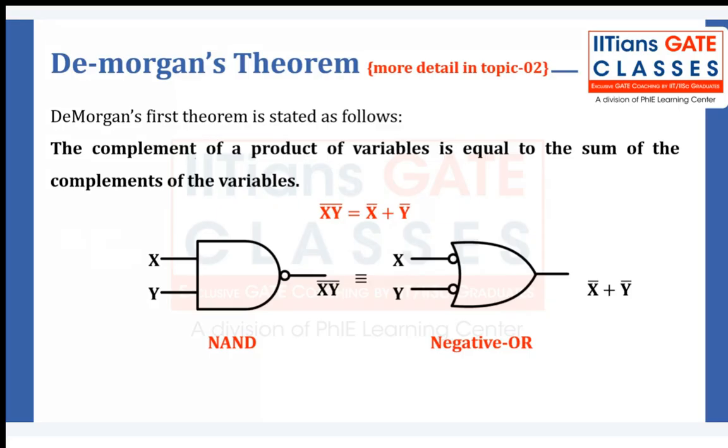In topic 2, right? But why did I keep it in the basics? Why did I keep it in the logic gate? Because without this, Balakrishnan, we should not be able to solve the K-map questions.